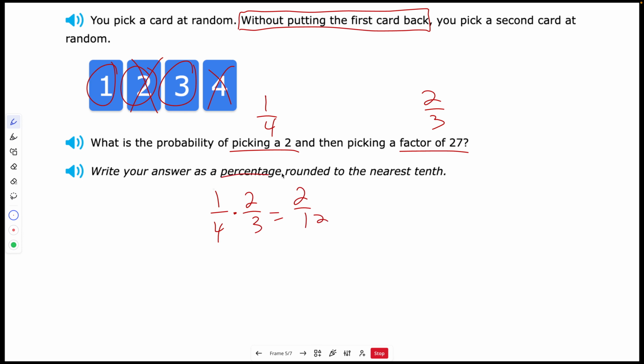It says write your answer as a percentage. So we multiply by 100, which will give us 16.6 repeating. And then it says rounded to the nearest tenth. So that would be 16.7% final answer.